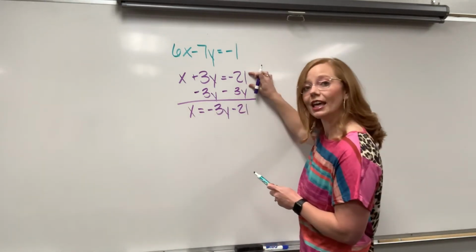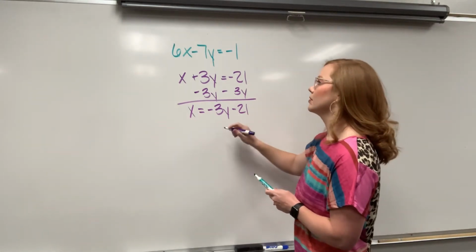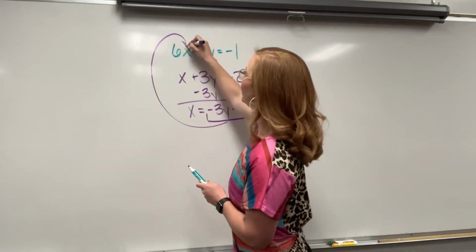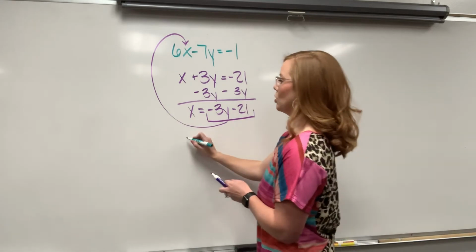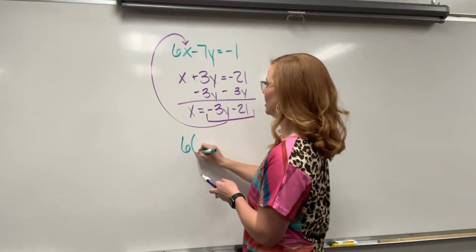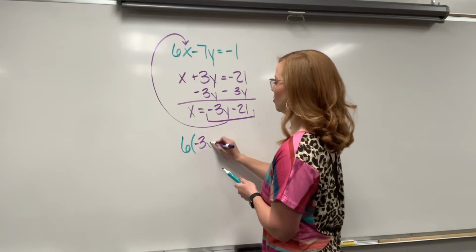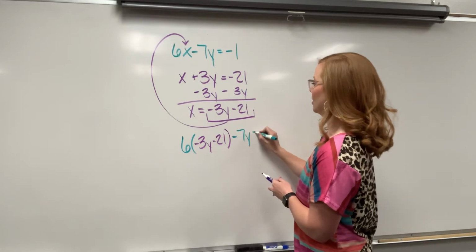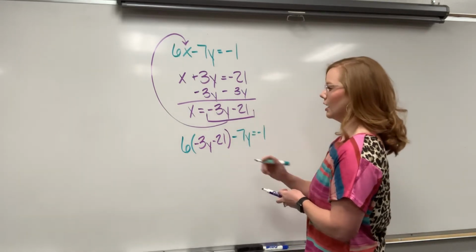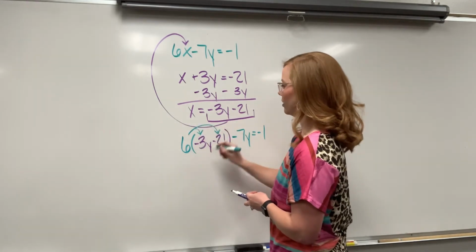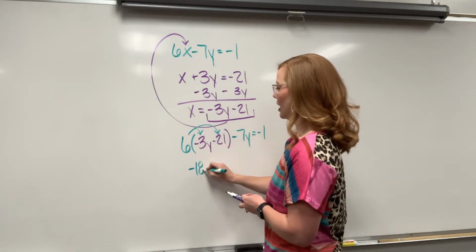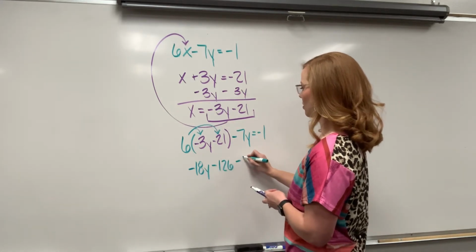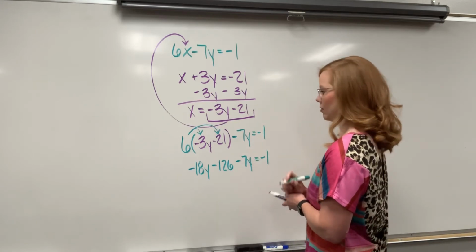They're not like terms, so I can't combine them, so I just list them out. I can take this expression and plug it in right here for x. So what that leaves me with, 6 times (negative 3y minus 21) minus 7y equals negative 1. Use our distributive property here. So we get negative 18y minus 126 minus 7y equals negative 1.